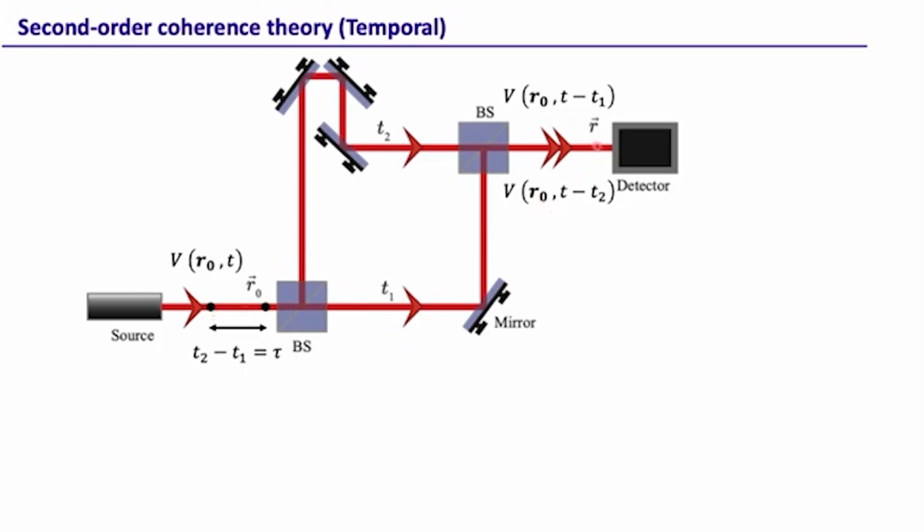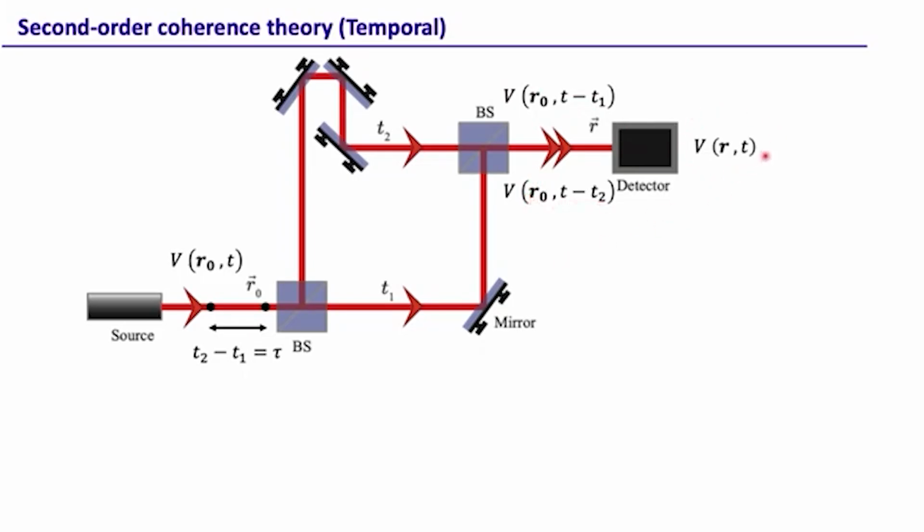Similarly, what we see here now coming from this side is actually the field at R0 at time t minus t1. So the field at the detector, at R and t, basically has two components. This contribution is essentially the field that was there at R0 at time t minus t1, and this one is essentially the field at R0 at time t minus t2.